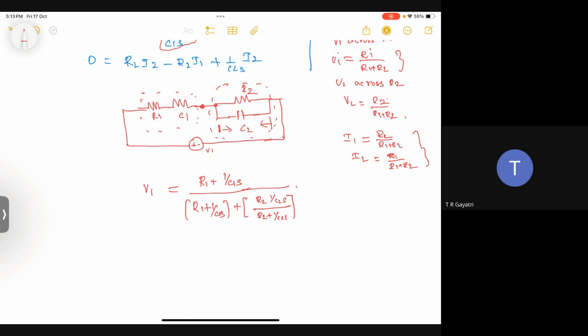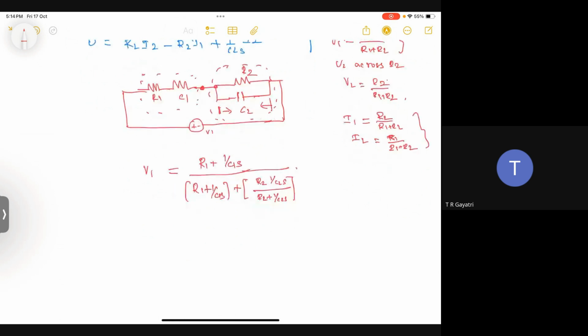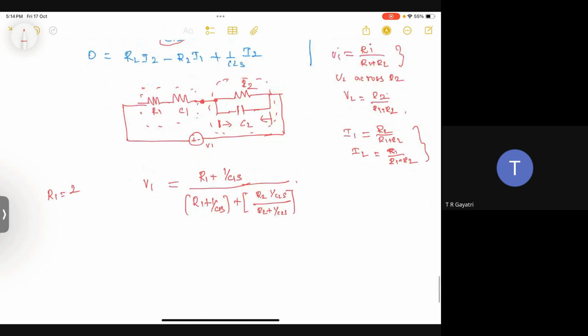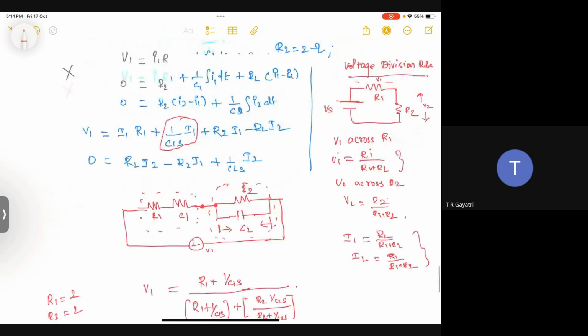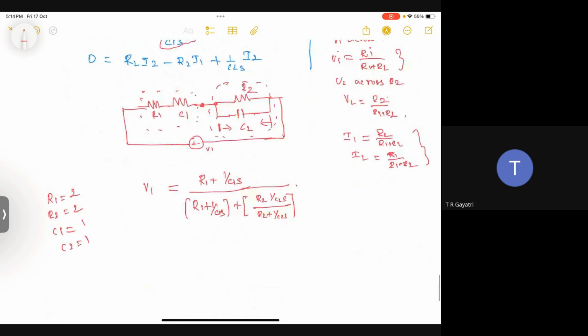I guess I'm correct. This will be R1 C1S, R2 C2S by R2 plus 1 by C2. That's right. And the first one gives, as it is in series, it will be, okay, where R1 is 2, R2 is also 2, C1 is 1, C2 is also 1.